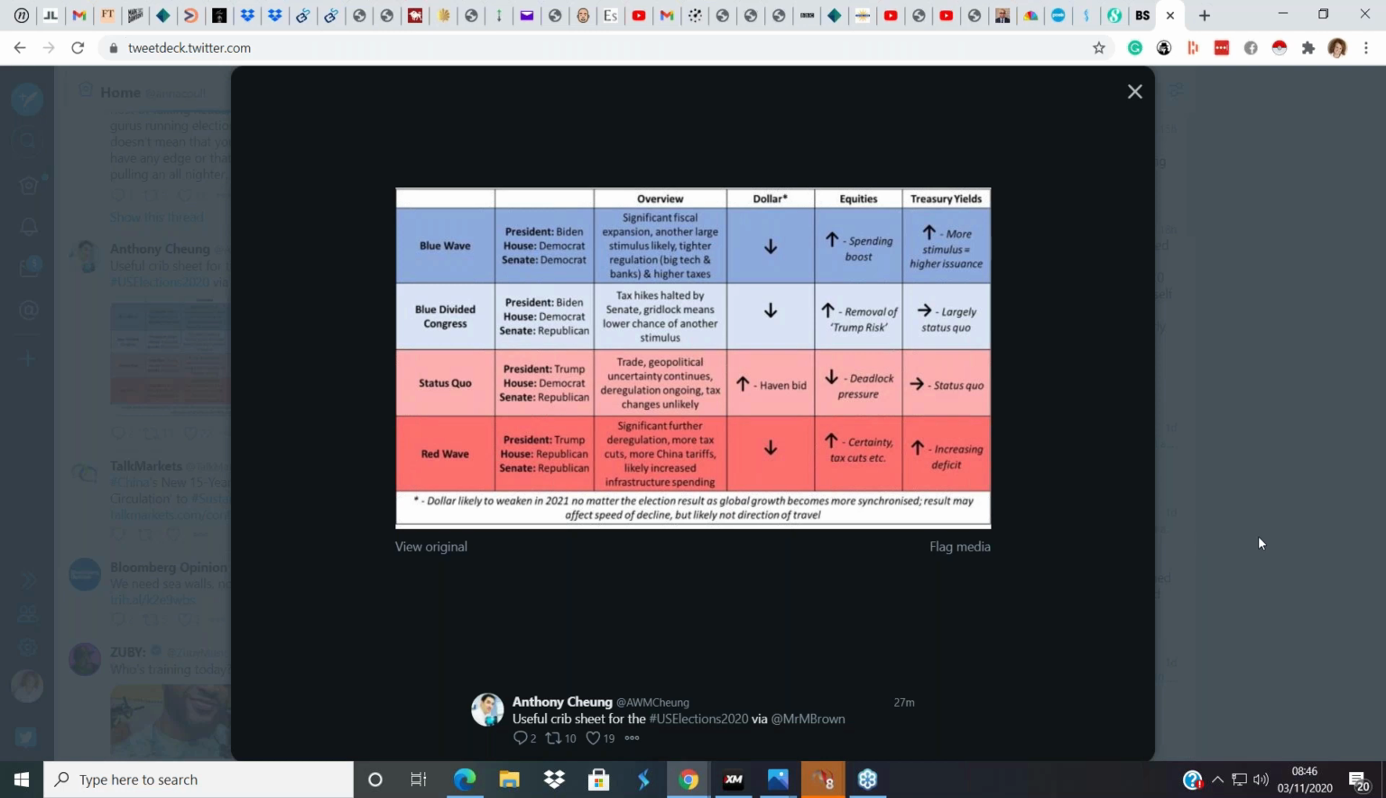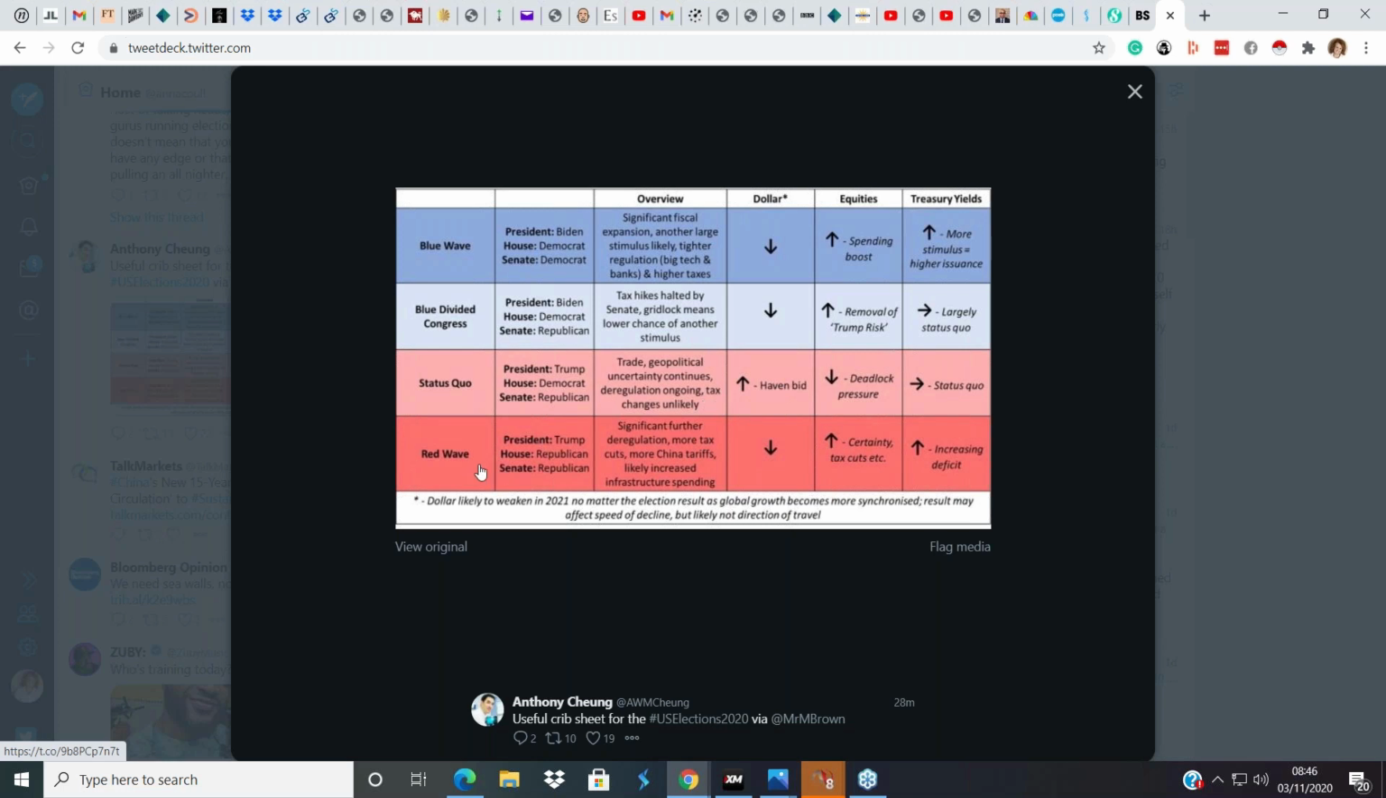So as I said earlier, a blue wave. Here we are. The dollar is expected to go, a spending boost, more stimulus, exactly what we said. A blue divided Congress, that's when the Democrats get the presidency and the House, but not the Senate. Again, that's perceived as the dollar going down. The status quo, the uncertainty, etc. This is when the dollar becomes a safe haven.